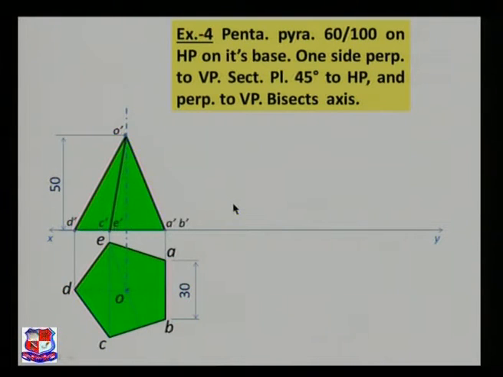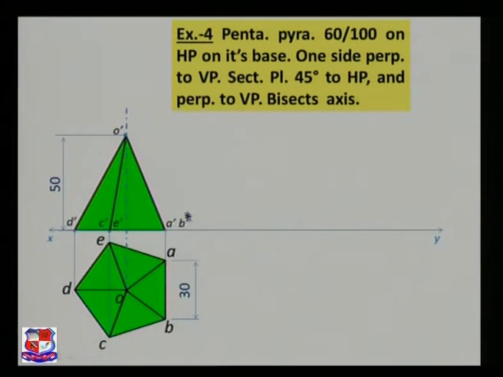Now find the midpoint, and in top view join OA, OB, OC, OD and OE. These should be full lines because it's a pyramid, so the slant edges would be there, OA, OB, OC, OD and OE, that is represented over here. Now find the midpoint of the axis.